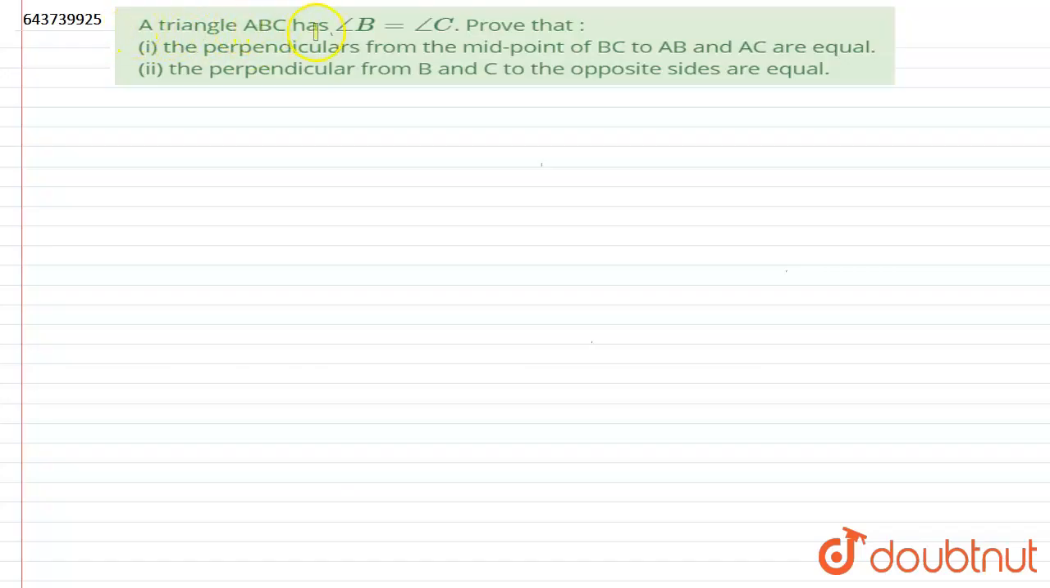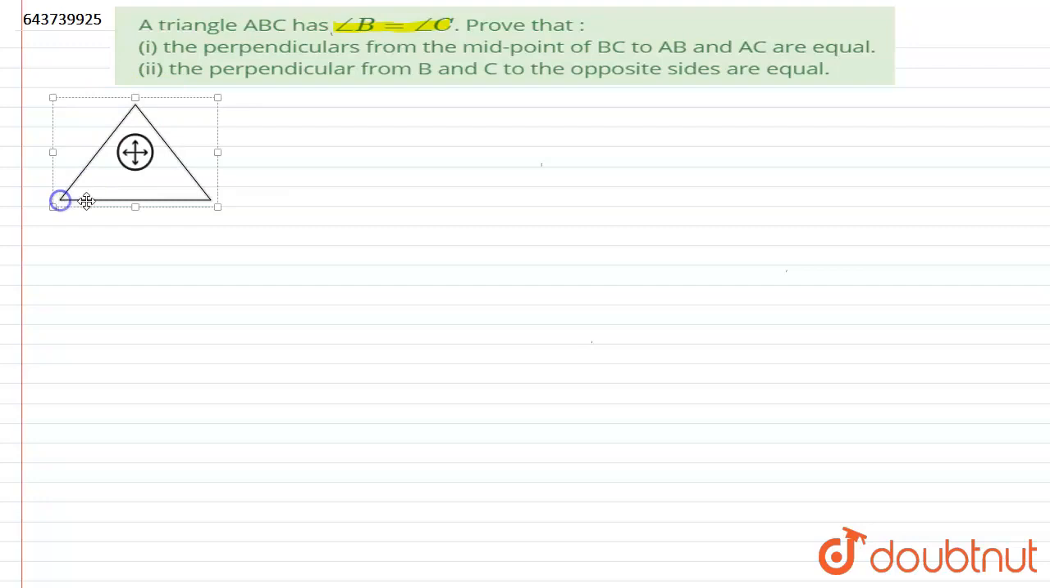A triangle ABC has angle B equal to angle C. Prove that, first part, the perpendiculars from the midpoint of BC to AB and AC are equal. Second part, the perpendiculars from B and C to the opposite sides are equal. So let us solve this problem one by one. It is given there is a triangle and angle B is equal to angle C. So first we will draw the diagram.